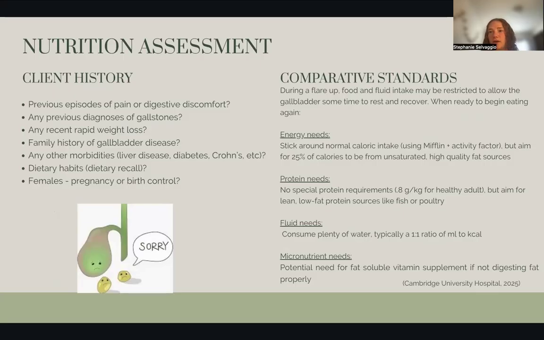Dietary habits, we can look at their recall and kind of see what their fat intake looks like, whether it's saturated or unsaturated fats. Whether they're eating enough fiber or enough whole grains, what their protein sources look like, if it's lean meat or high fat meat. And then females, if they've been pregnant or are using birth control, that can affect our reproductive hormones.